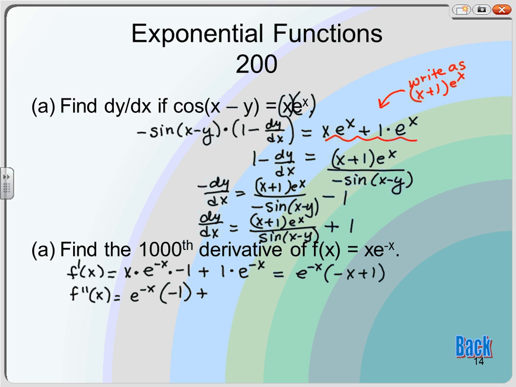plus derivative of first, so e to the negative x times the negative 1, times the second one, negative x plus 1. So if I pull out an e to the negative x, I get negative 1, then I have plus x, so negative x times negative 1 is positive x, and then negative 1 times positive 1 is negative 1. So it becomes e to the negative x times negative 2 plus x.